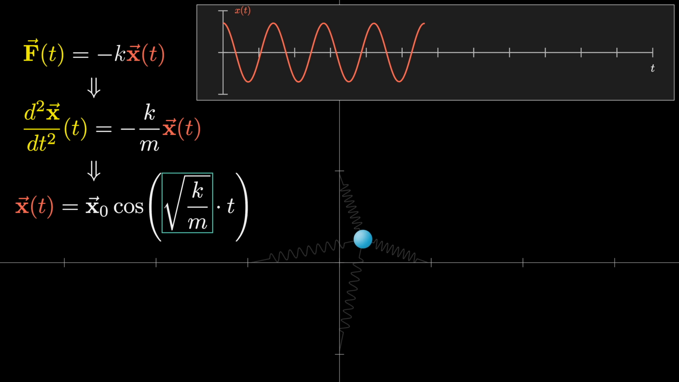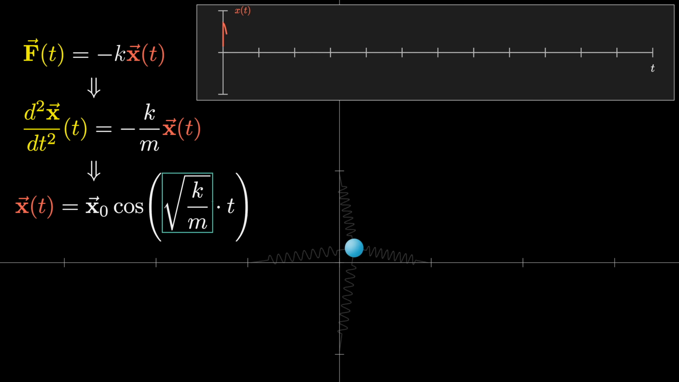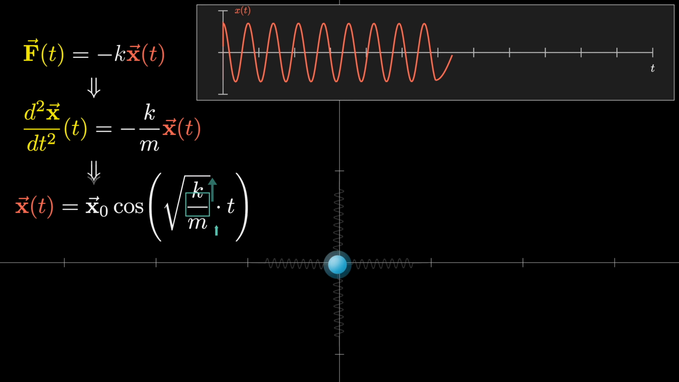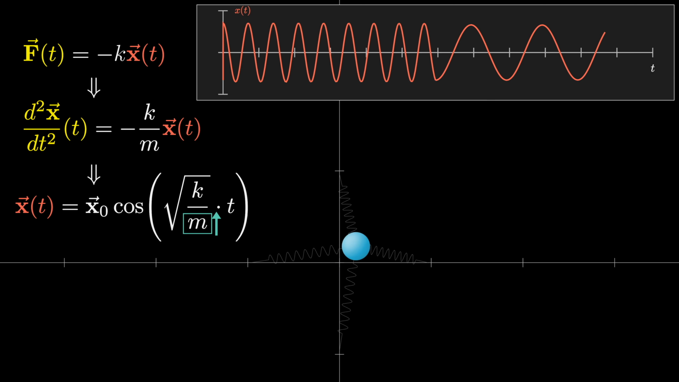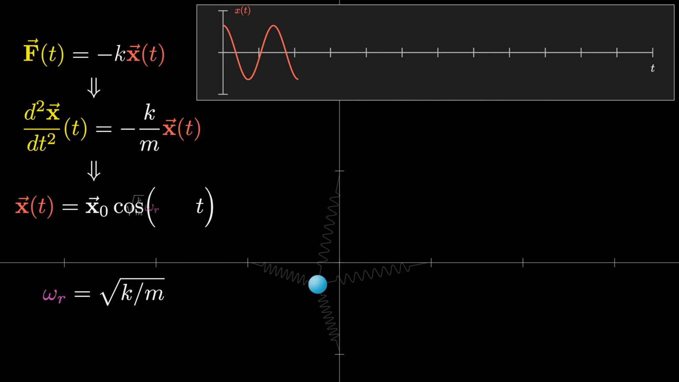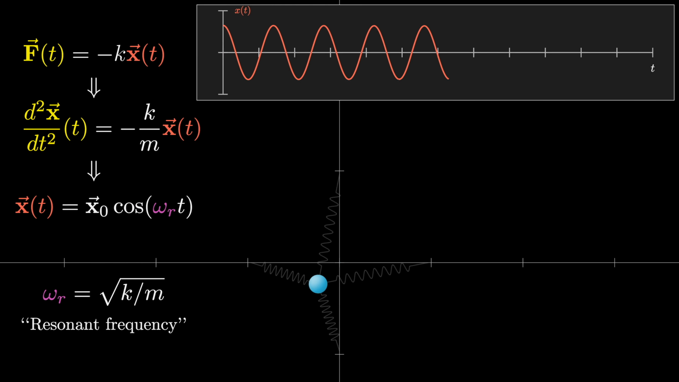And if you think about it, this should hopefully be at least a little intuitive. For example, if you increase k, which is kind of like increasing the strength of that spring, then it results in a faster oscillation. Whereas if you increase m, the mass of the particle, there's a lot more inertia and it results in a slower oscillation. This term, square root of k divided by m, has a special name. It's called the resonant frequency for our simple harmonic oscillator.